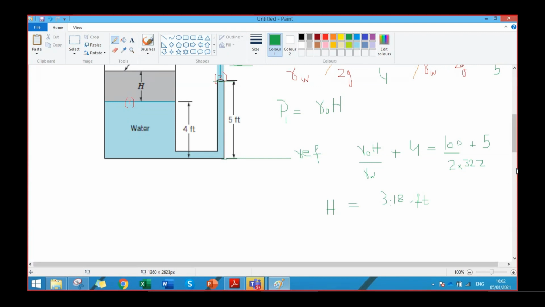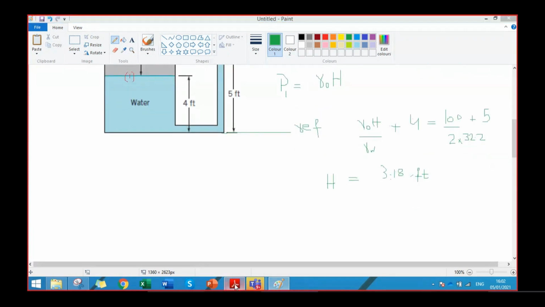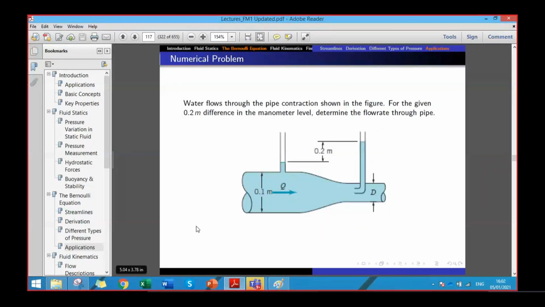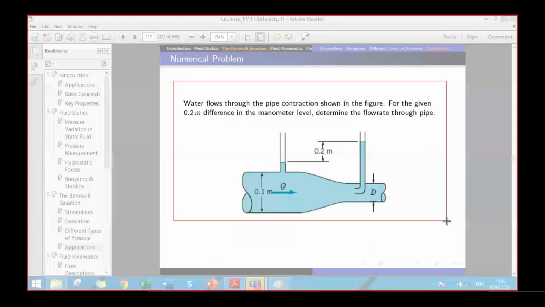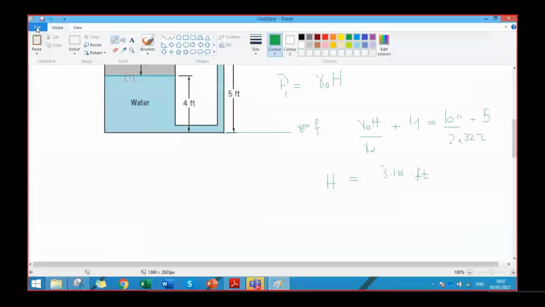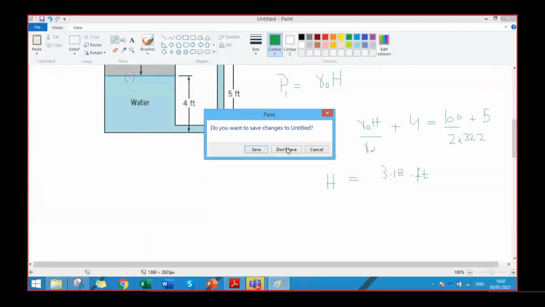Okay, then we solve another problem related to the Bernoulli equation. We're going to solve different problems so we can develop a good comprehension of the Bernoulli equation and its application, and how to apply it in different flow situations.